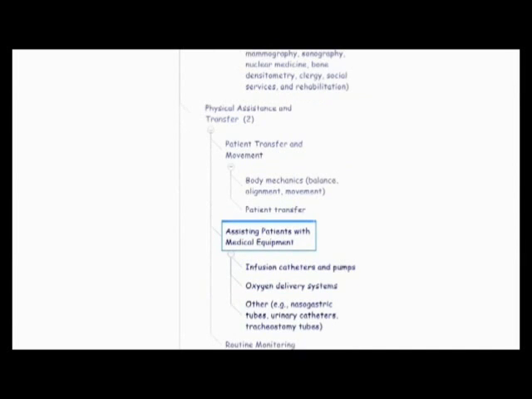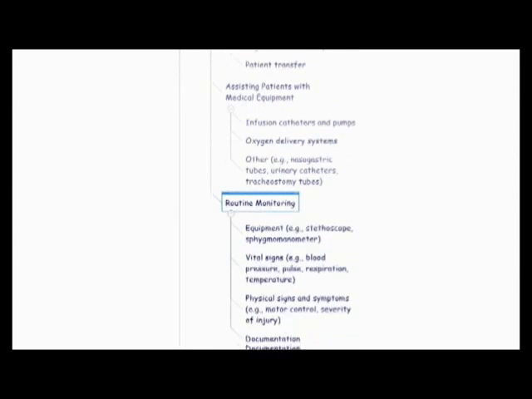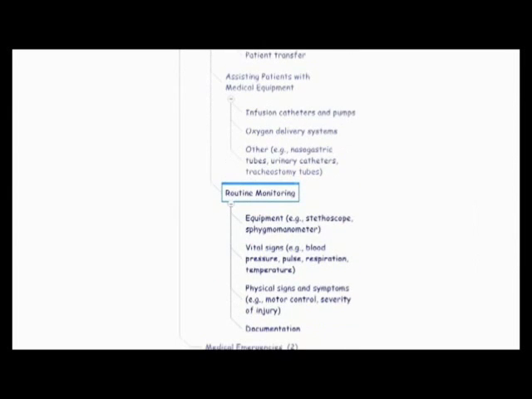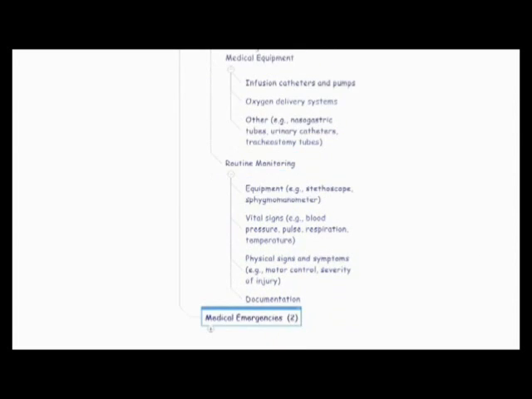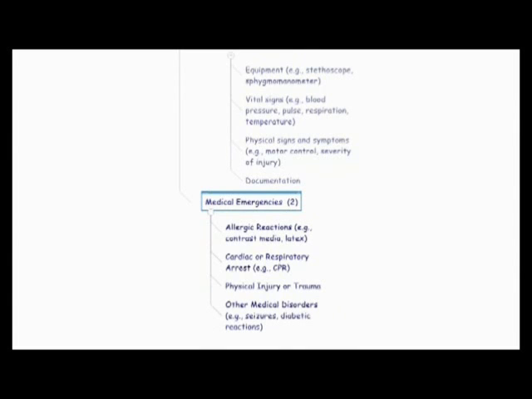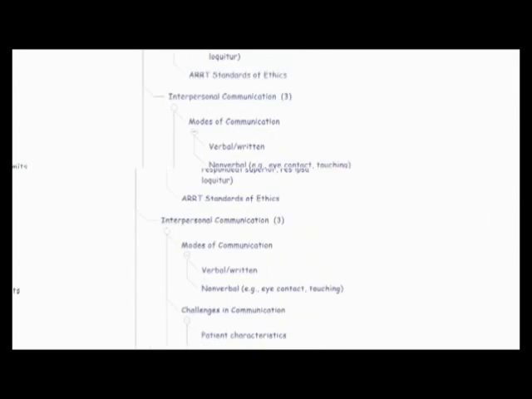There's assisting patients with medical equipment, infusion catheters and pumps, oxygen delivery systems, and others such as the nasogastric tubes, urinary catheters, and tracheostomy tubes. There's routine monitoring, there's equipment, there's vital signs, there's physical signs and symptoms, and documentation. And finally, there's the medical emergencies, the allergic reactions, the cardiac or respiratory arrests, the physical injury or trauma, other medical disorders such as seizures, diabetic reactions. So that's patient care and education.